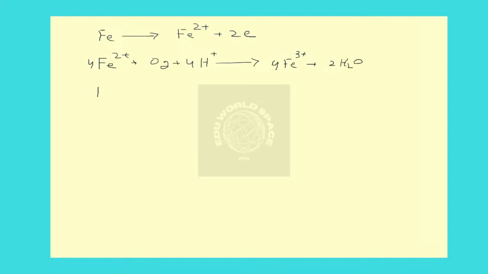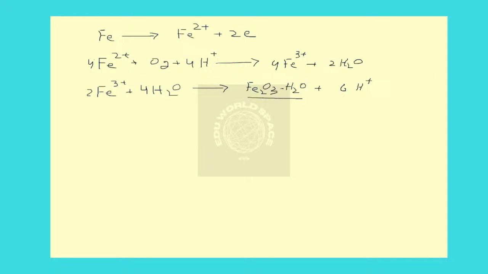Then the ferric ion reacts with water molecules, forming Fe2O3 monohydrate, the rust molecule, and hydrogen ions are formed in the reaction. So here rust is formed in this reaction.